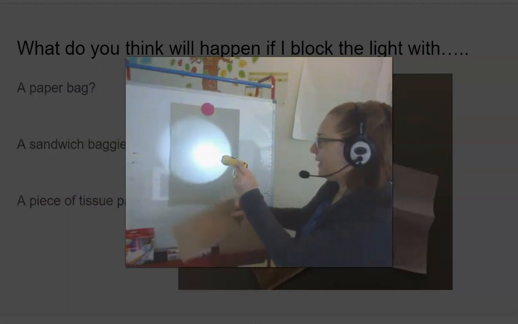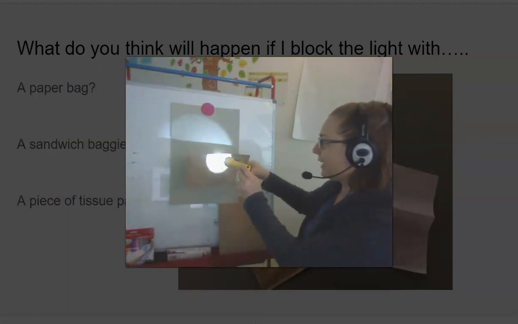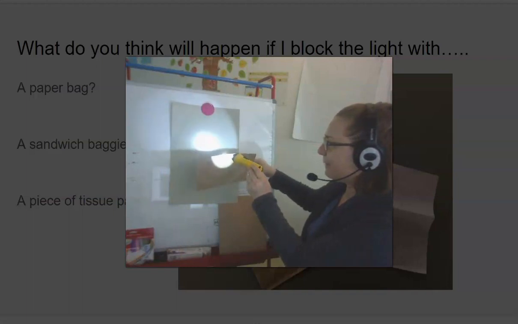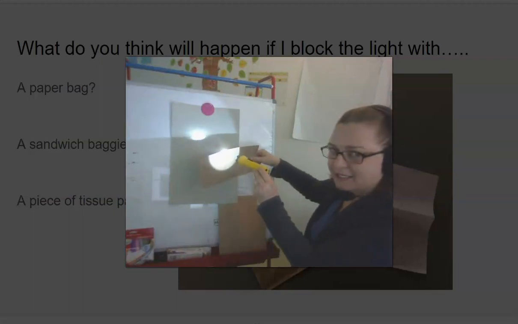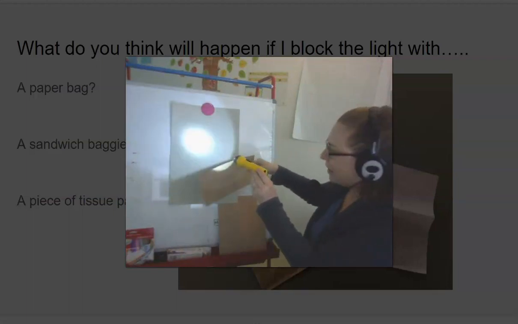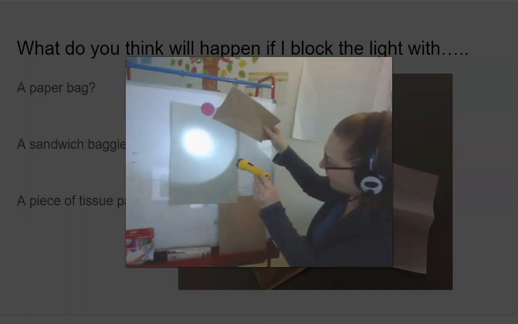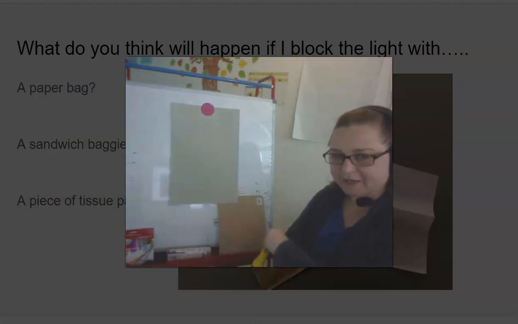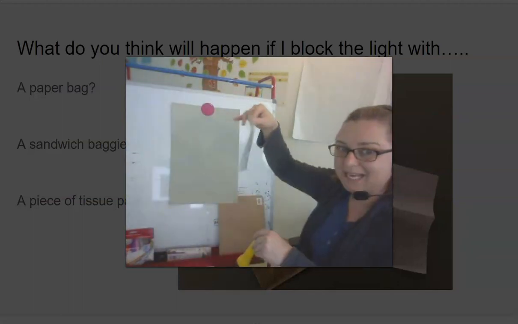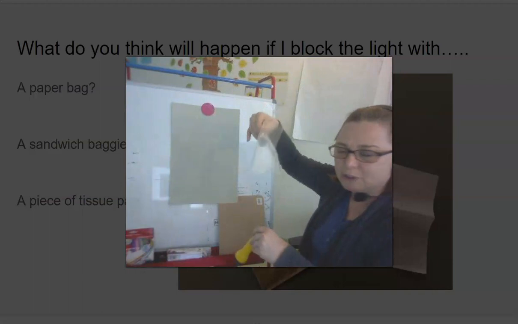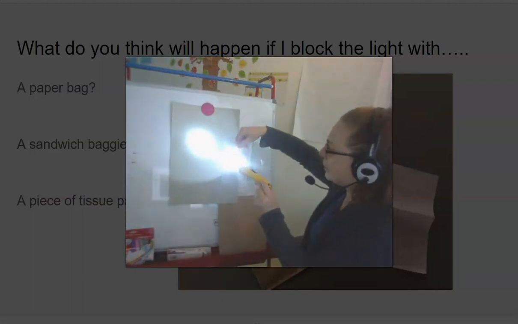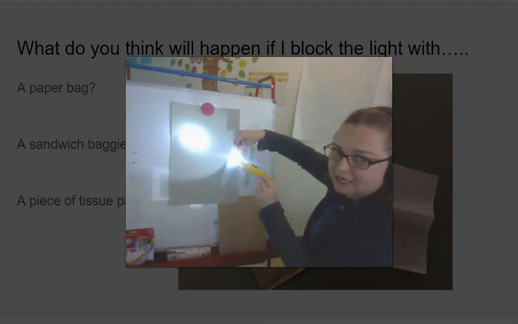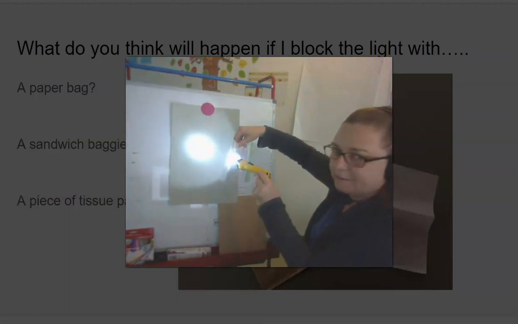And I'm going to hold it right here, and I'm going to block the light with the paper bag, and you can see that it makes a shadow on the gray paper behind it, and the light does not go through. All right, the next one I'm going to try is the sandwich baggie. It's just a sandwich baggie. And I'm going to hold the light up through it, and you can see that the light goes through here and shines on the paper just like that.